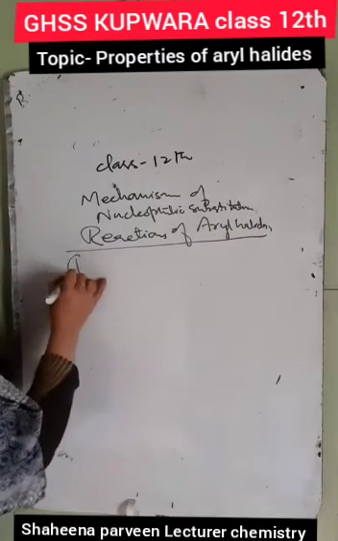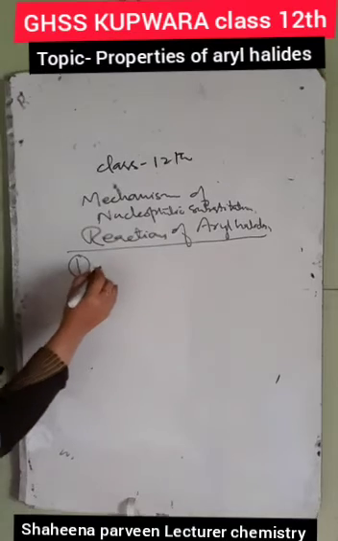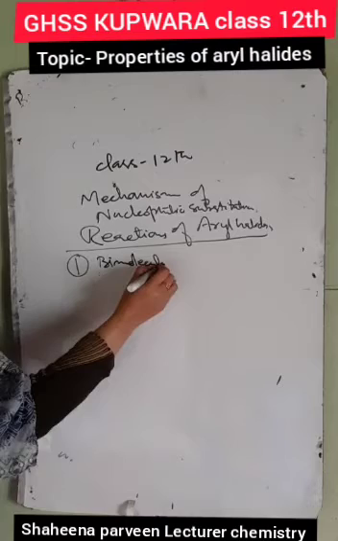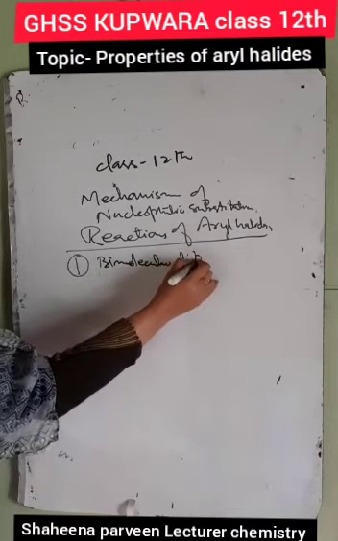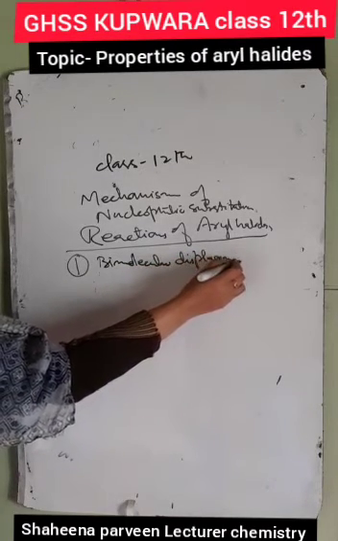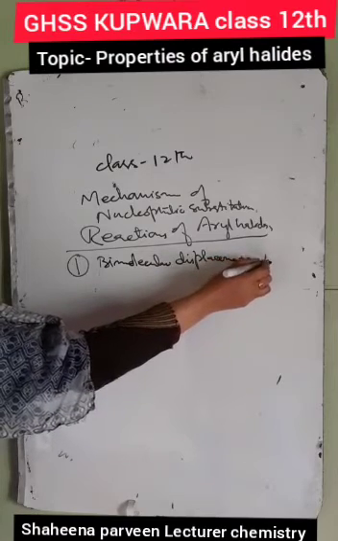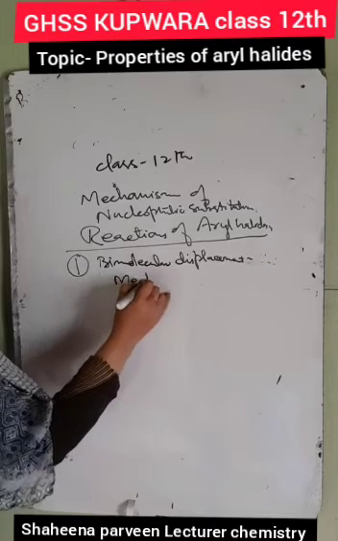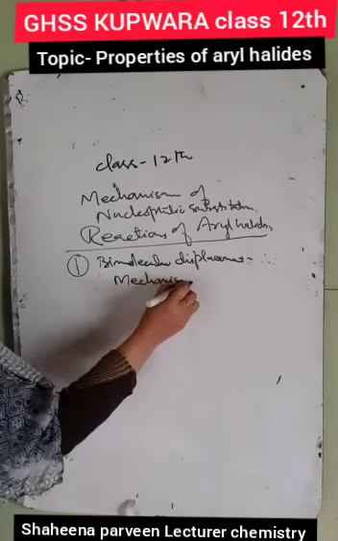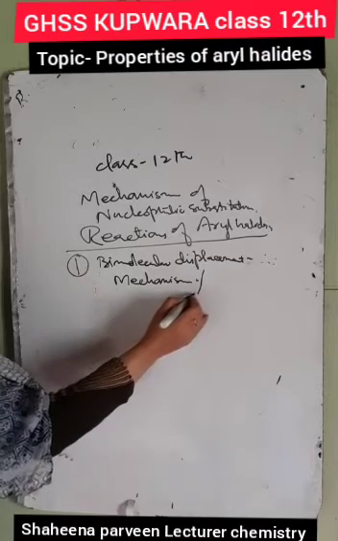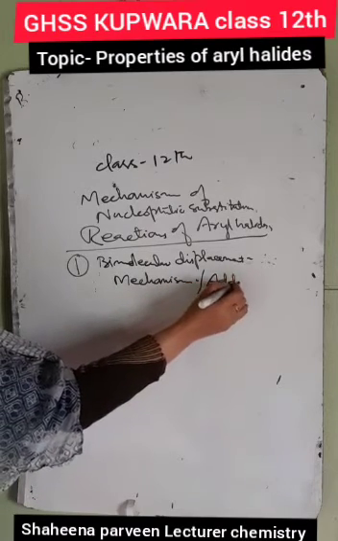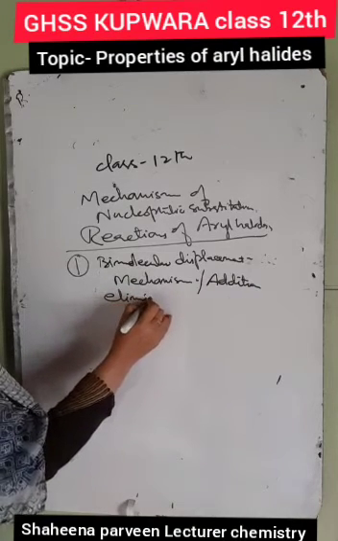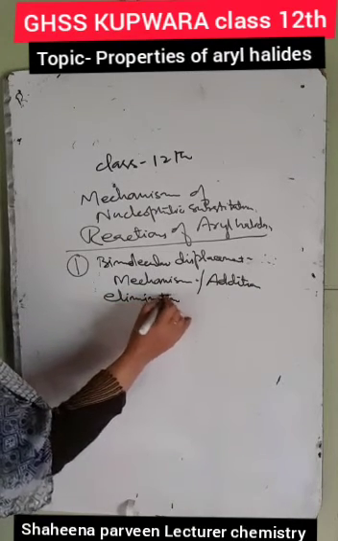नंबर फर्स्ट मैकेनिज्म जो ये फॉलो करते हैं, दैट इज बायोमोलिकुलर डिस्प्लेसमेंट मैकेनिज्म. इस मैकेनिज्म को हम इसका दूसरा नाम है एडिशन एलिमिनेशन मैकेनिज्म. Elimination mechanism.